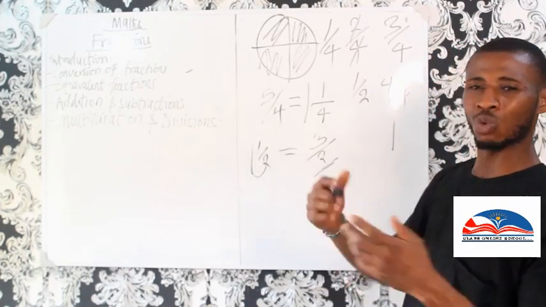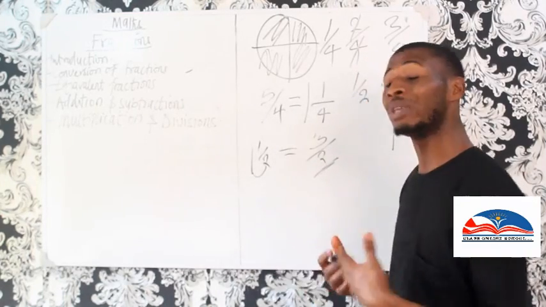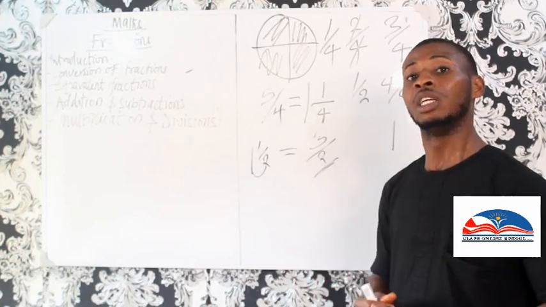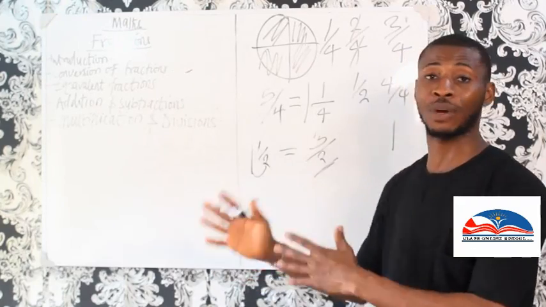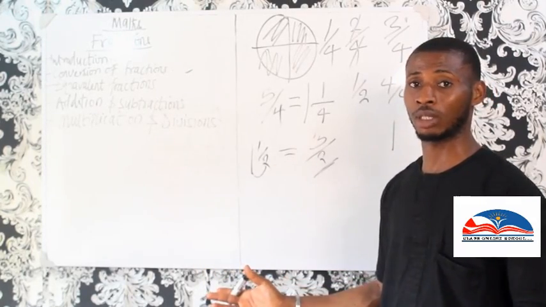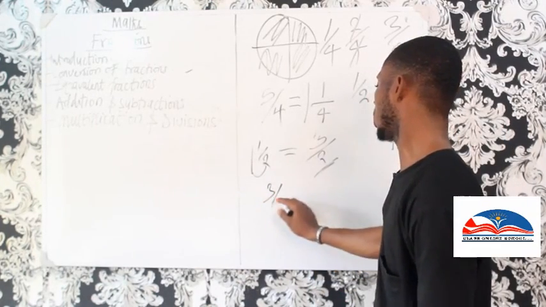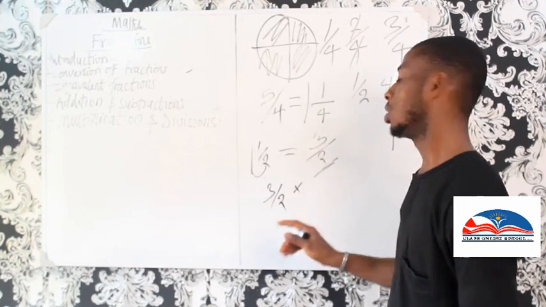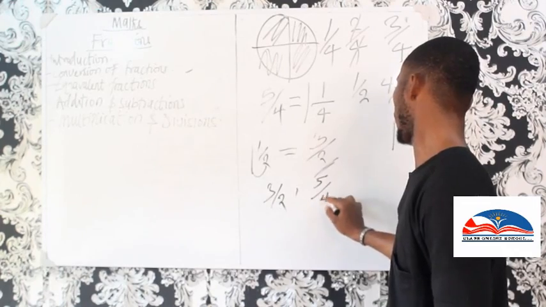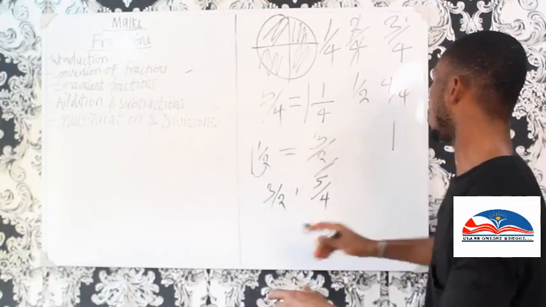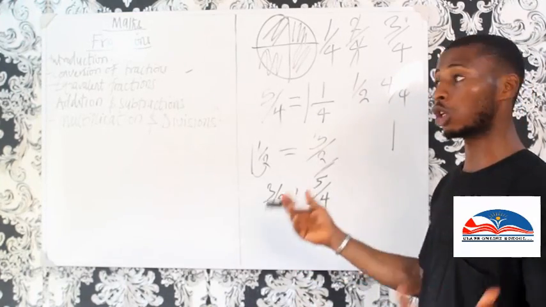Okay, let's talk about equivalent fractions. Now, what do you understand by equivalent fractions? A fraction is said to be equivalent if it has the same denominator. Maybe 2 different fractions having the same denominator. What do I mean? Alright, we have 3 over 2 and 5 over 4. Now, we want them to have a denominator of 12.